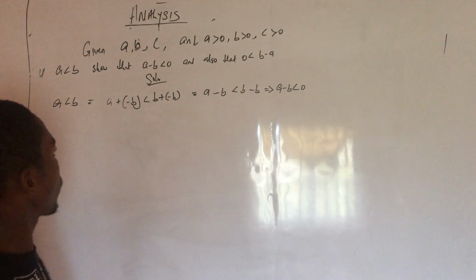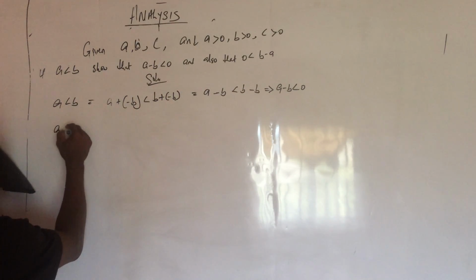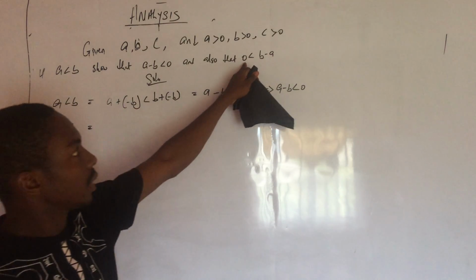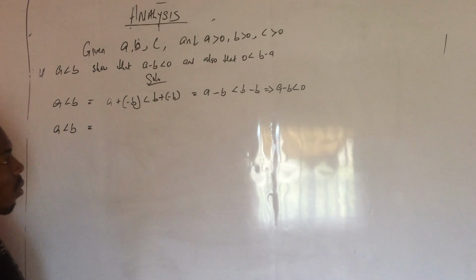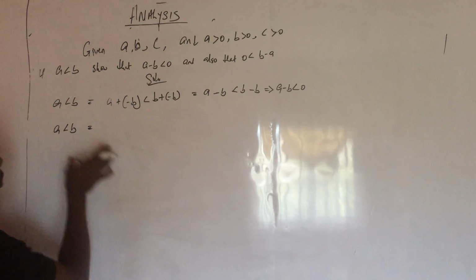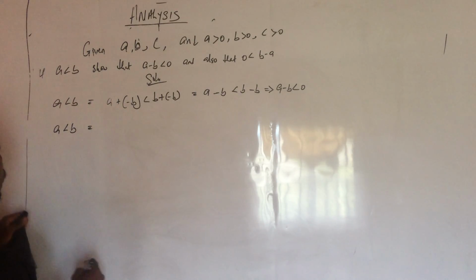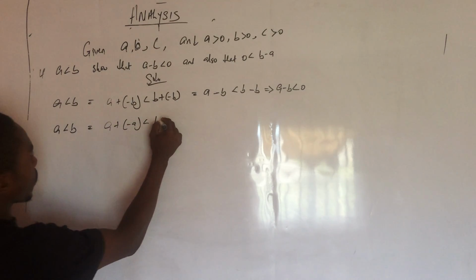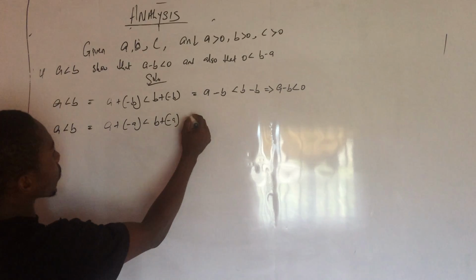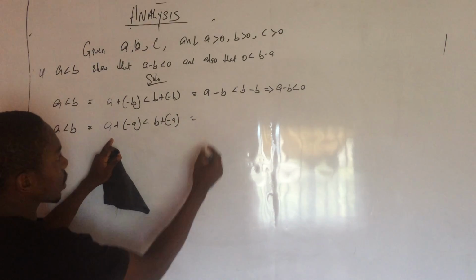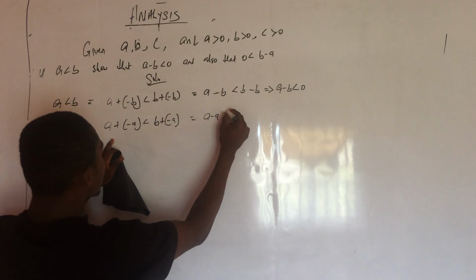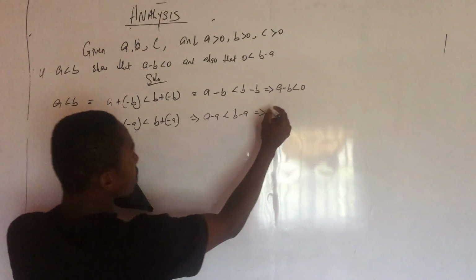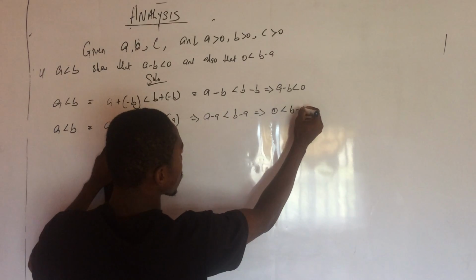So now let us check the second one. From here, A less than B. We want to prove that 0 is less than this. We can actually start from here, but let's first start from this side. We say A plus negative A is less than B plus negative A. Now this is going to give us A minus A is less than B minus A. This implies that 0 is less than B minus A.